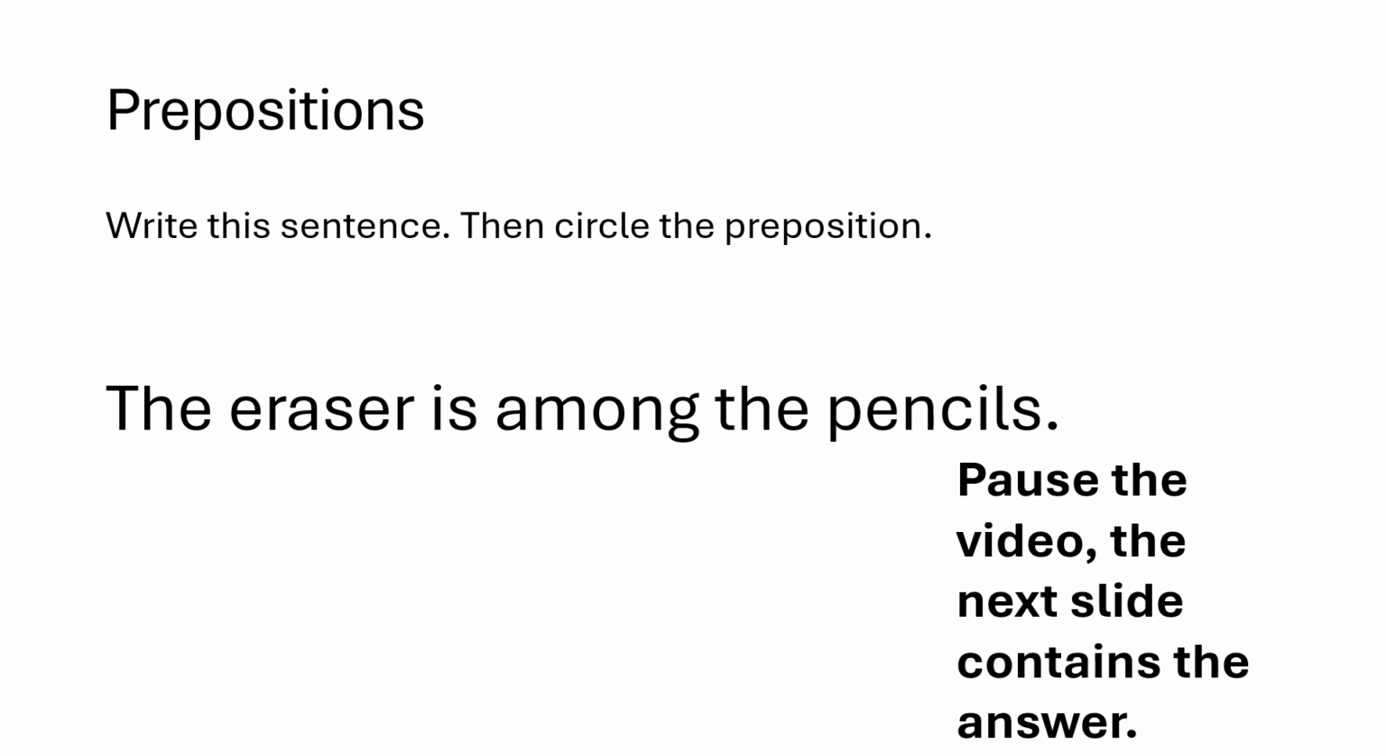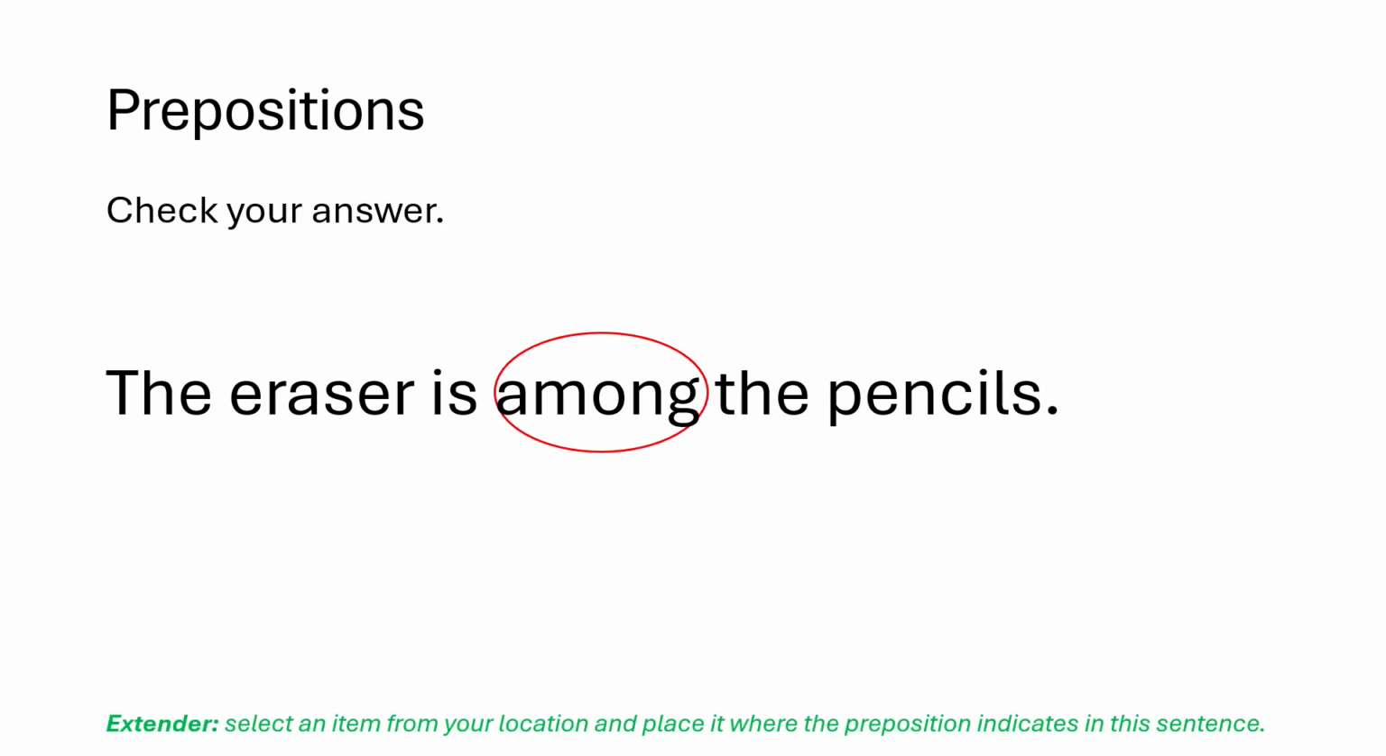Write this sentence, then circle the preposition. The eraser is among the pencils. Pause the video. The next slide contains the answer. Check your answer. The eraser is among the pencils. The preposition is among.